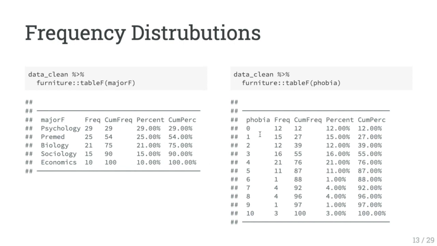We also can do this with phobia, even though phobia is somewhat continuous. It's an interval scale where we have 0 to 10, and we can see where the majority of individuals are at. The majority are between 0 and 5, really. And then there's only a handful that have these really high phobias.